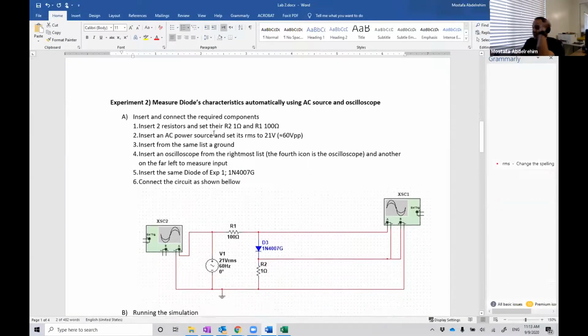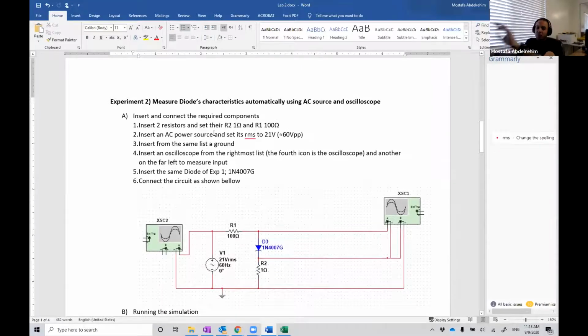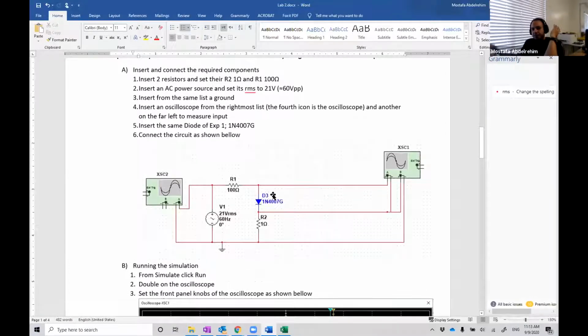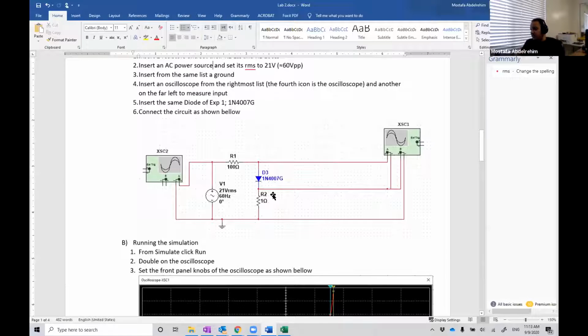Just like what we did with Ohm's law, we're gonna do the same with a diode. We're gonna draw the characteristic automatically using the oscilloscope, exactly the same way as we did with Ohm's law. So we're gonna connect the resistor with a value of 1 ohm in series with our diode.